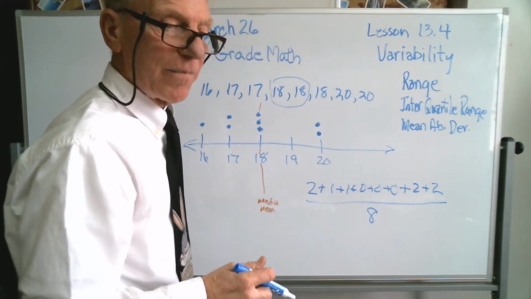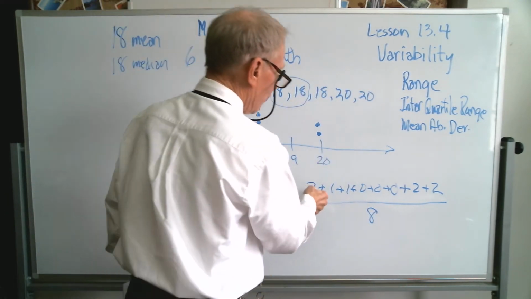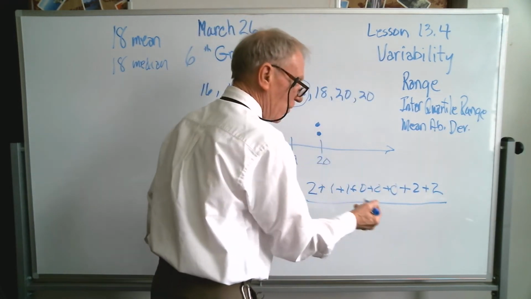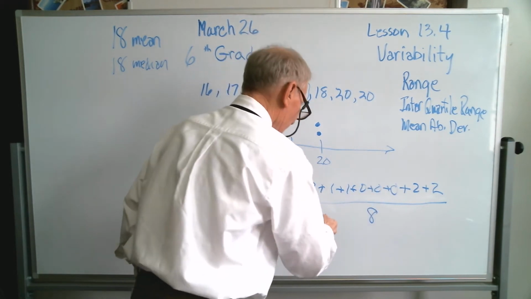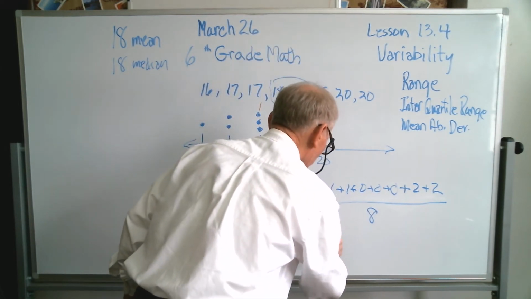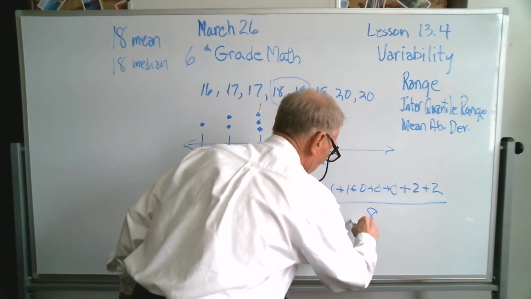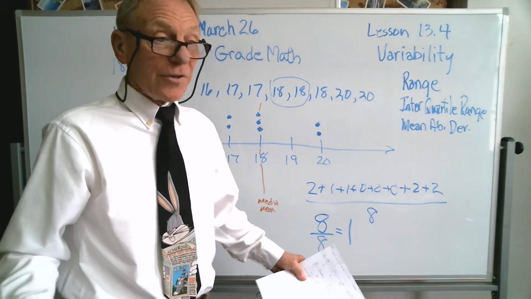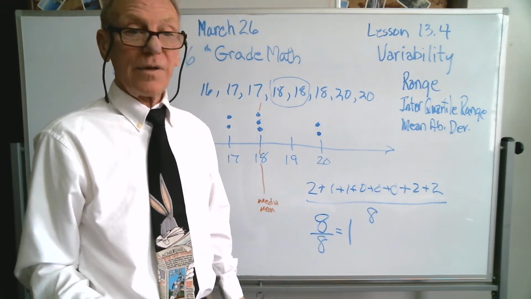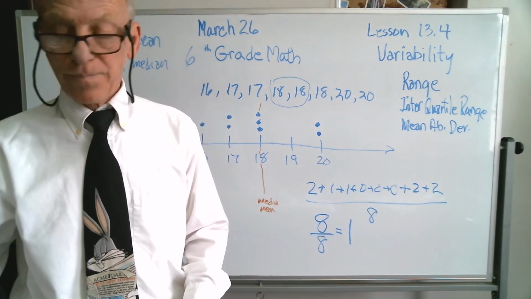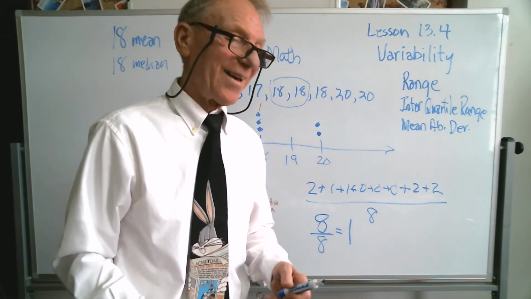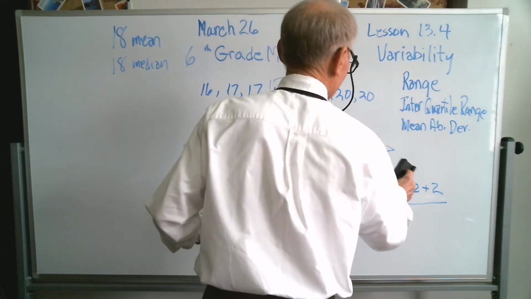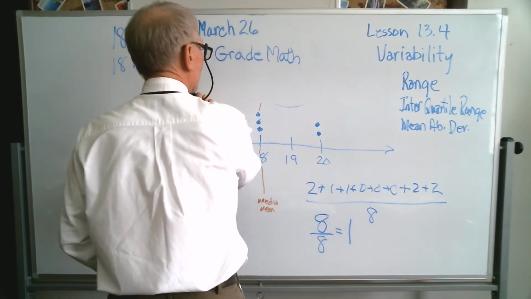Everybody with me so far? All right, so we got 2, 3, 4, 6, 8. So our answer to this is 8 over 8, which, as we all know, equals 1. And that's your mean absolute deviation. One. See how easy that was? Yeah, right. I'm feeling you guys. All right, that was problem number two.